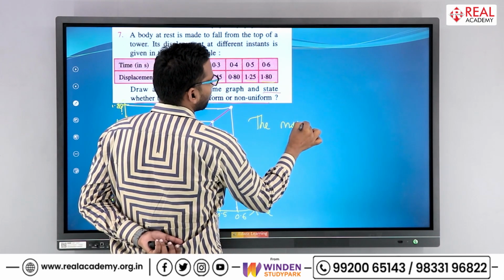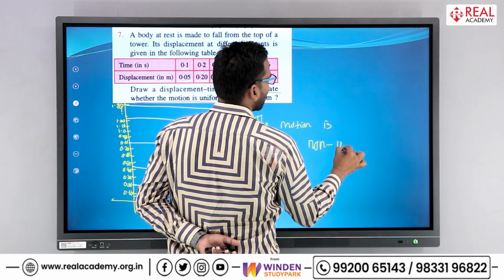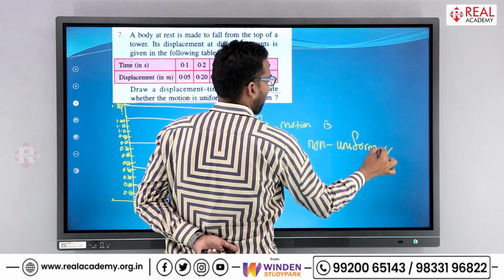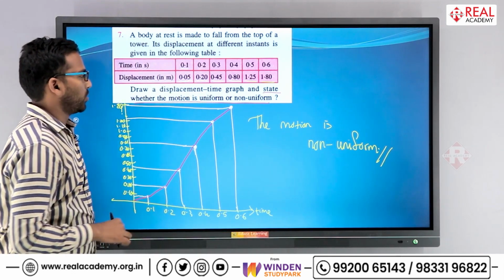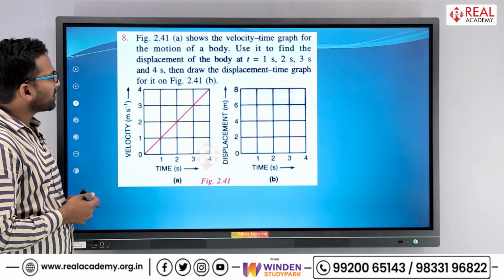Therefore the given motion is non-uniform. The motion is non-uniform. Okay, sure. Next question.